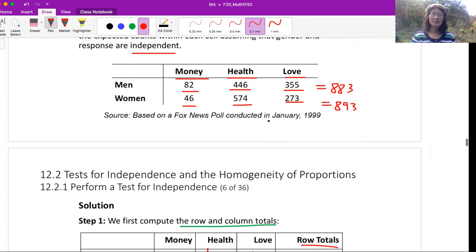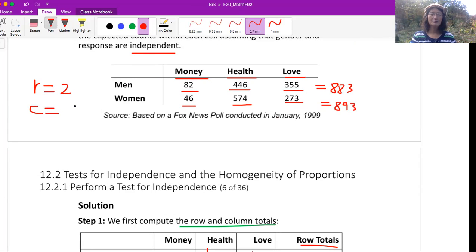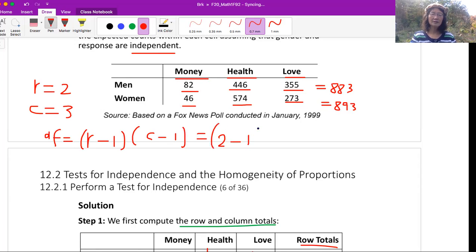original question, how many rows, number of rows, we have 2, man, woman. How many columns, number of columns, we have 3, money, health, love. So the degree of freedom equals number of rows minus 1 times number of columns minus 1. It comes up with 2 minus 1 times 3 minus 1. So the degree of freedom for our example is 2.